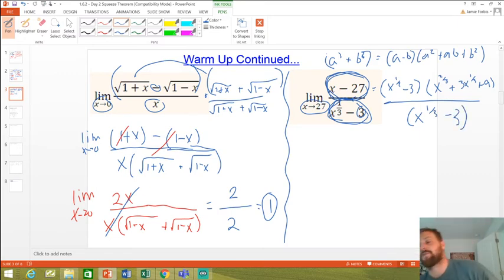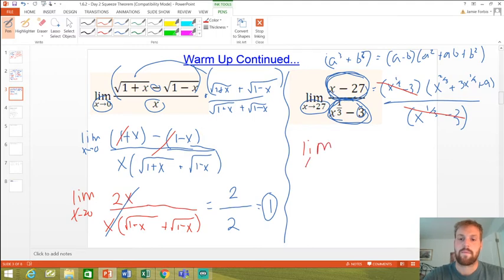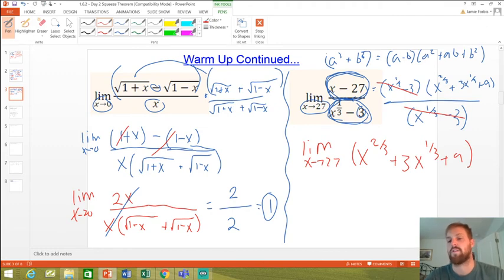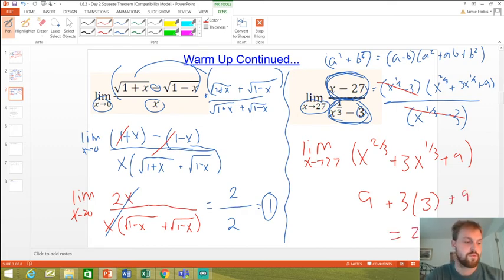So I did difference of cubes to factor out the top there, and those matching factors are going to go away. What I'm left with is the limit as x approaches 27 of x to the 2/3 plus 3x to the 1/3 plus 9, and I can plug 27 into that. 27 to the 2/3 power is like taking the cube root and then squaring. The cube root of 27 is 3, 3 squared is 9, plus 3 times the cube root of 27, which is 3, and then plus 9, so that equals 27.